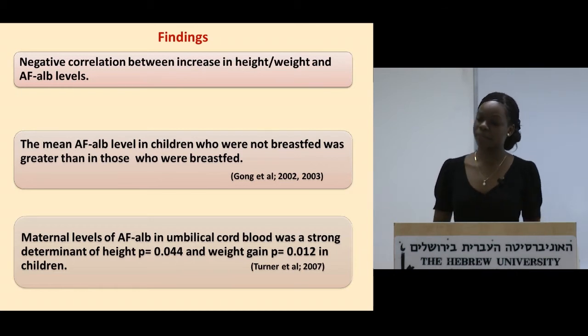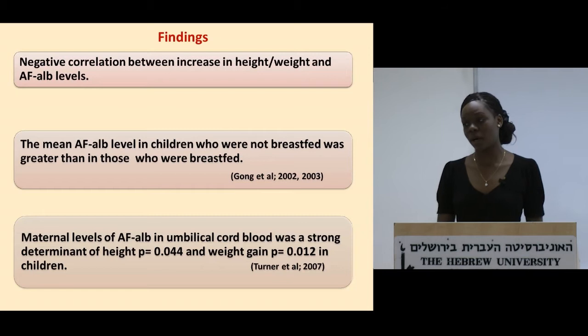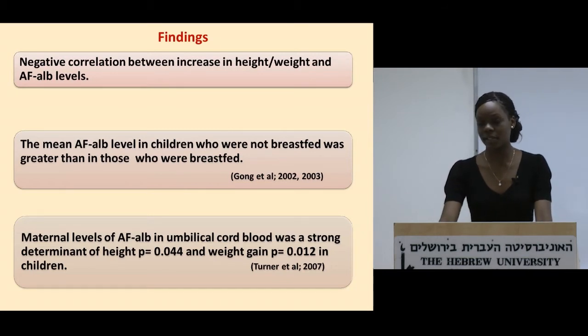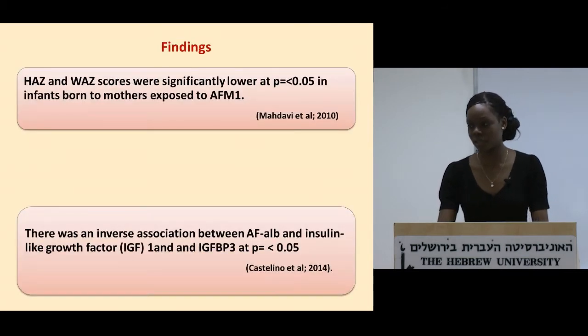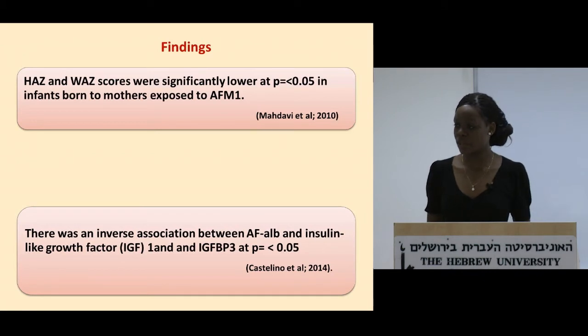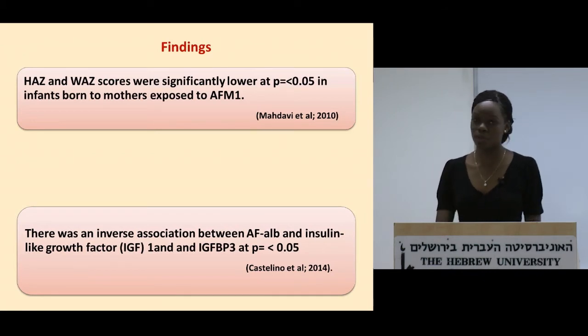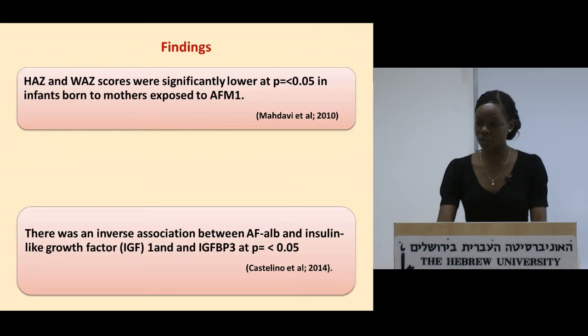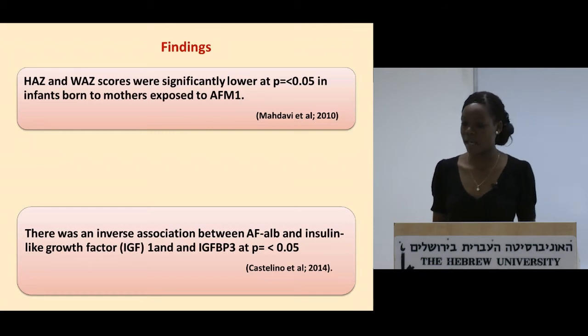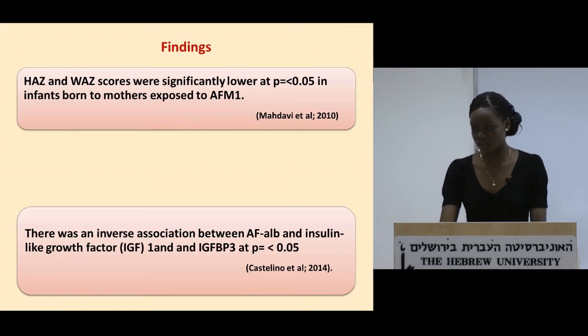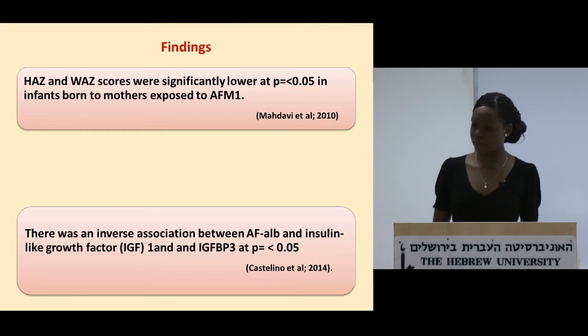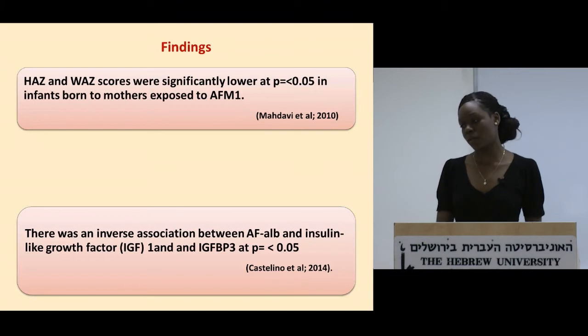Furthermore, the height-for-age Z-score and weight-for-age Z-scores were significantly lower, at levels less than 0.05, in infants who were born to mothers that had aflatoxin M1 in their breast milk. There was also an inverse association between aflatoxin albumin and insulin-like growth factor 1 and also insulin-like growth factor binding protein 3 at a significant level.